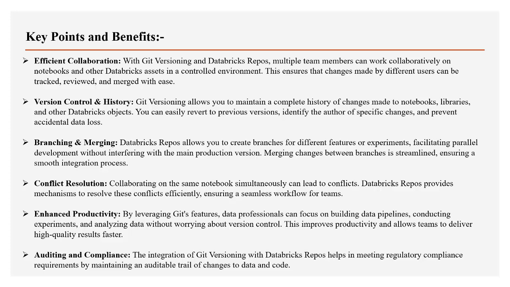Enhanced productivity. By leveraging these features, data professionals can focus on building data pipelines, conducting experiments, and analyzing data without worrying about version control. This improved productivity allows teams to deliver high-quality results faster. Auditing and compliance. The integration of Git versioning with Databricks Repos helps in meeting regulatory compliance requirements by maintaining an auditable trail of the changes to the data and code.